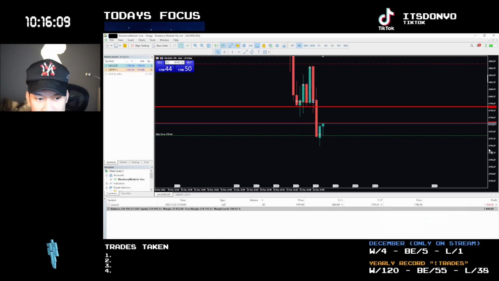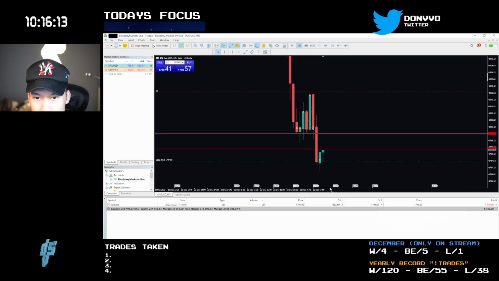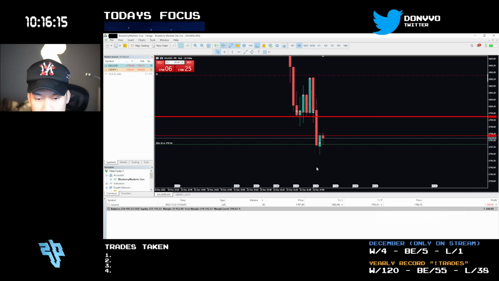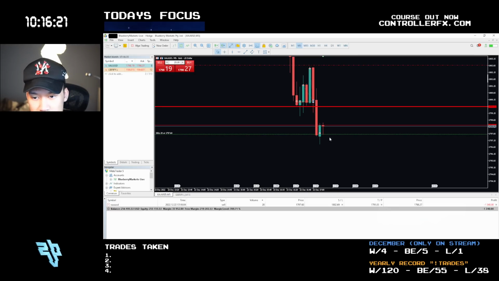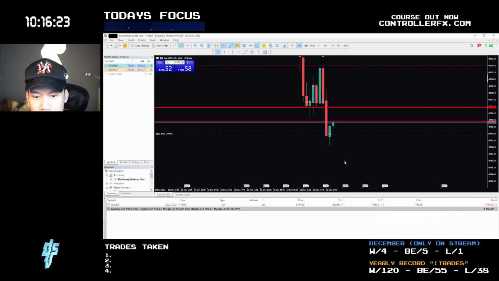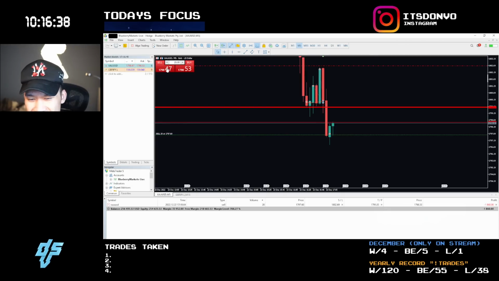All right, so this candle's creating a nice top wick. You may see a push here up to 1799. You may see a push. 99, 1800-ish.